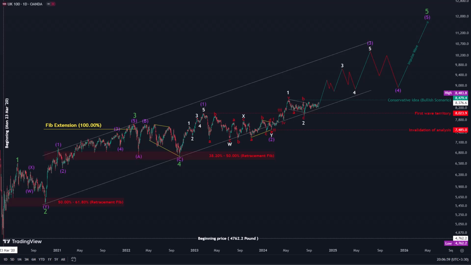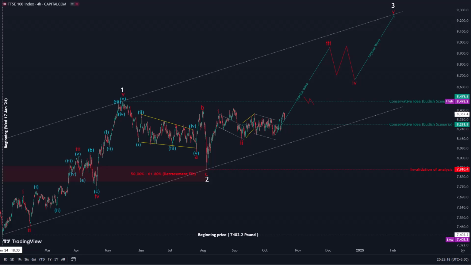In most impulse patterns, one of the operational waves, waves 1, 3, or 5, tends to extend, with the third wave being the most common for this behavior. However, the fifth wave can also exhibit extension in stock and commodity markets. Given that the second and fourth waves usually alternate, we can expect the fifth wave to extend as well.